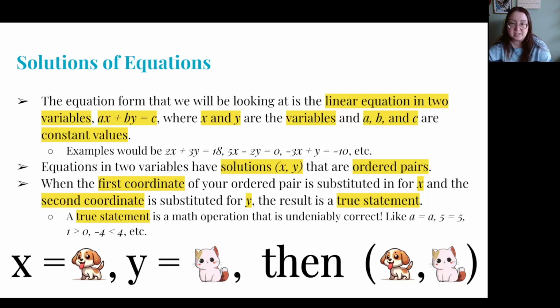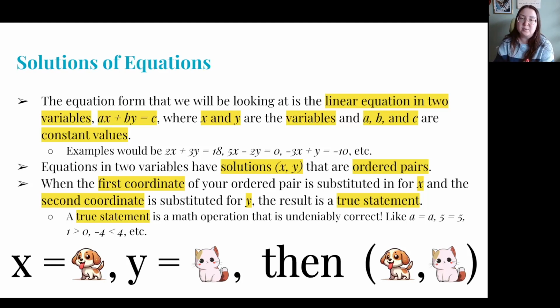Now, equations in two variables have solutions x comma y that are ordered pairs. So since you have equations with two variables, that means that you'll have a value that solves your equation for x and y. So that means your answers will always be x comma y. There's not a solution like, oh, x equals 3, y equals 5, anything like that. It's not singular, it's an ordered pair.